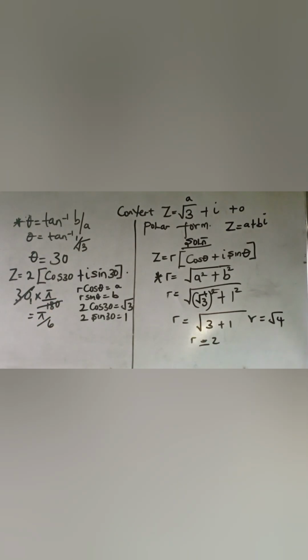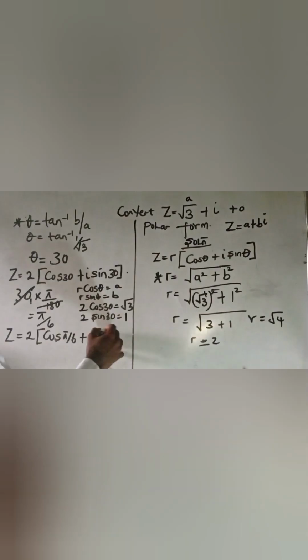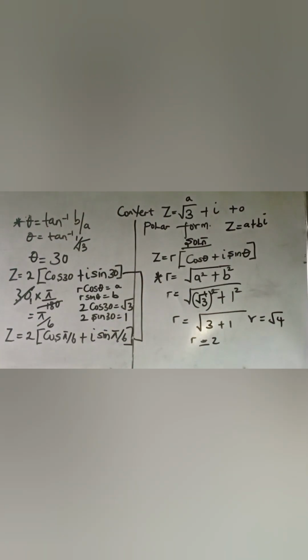That is how to convert from degrees to radians. So you can substitute this here. So z is equal to 2 times cos pi divided by 6 plus i sin pi divided by 6. So this is in radians, whereas this one is in degrees. These two are the same thing, nothing changes. One is in radians and one is in degrees.